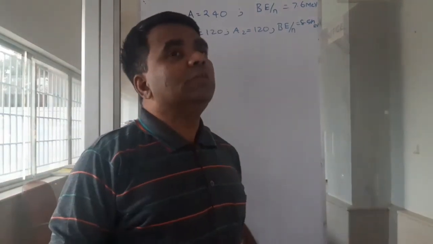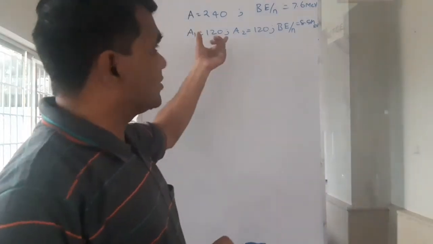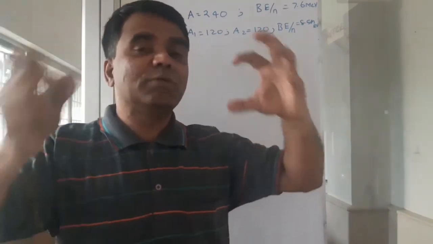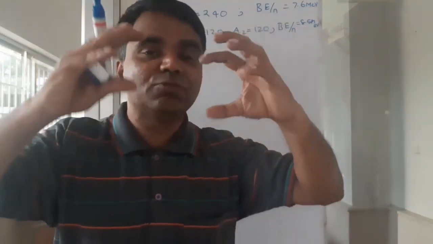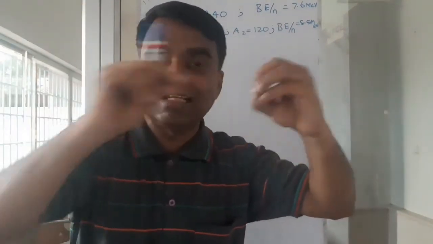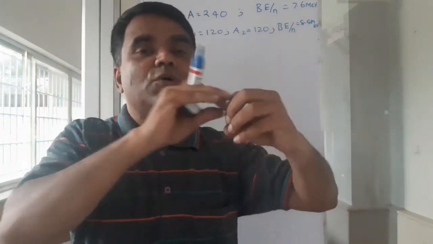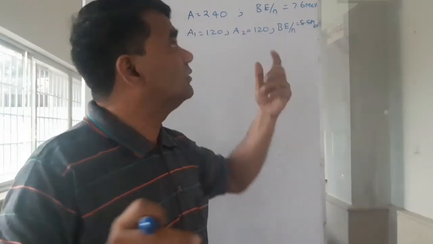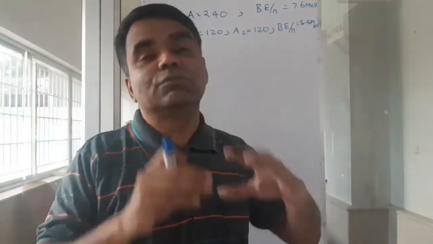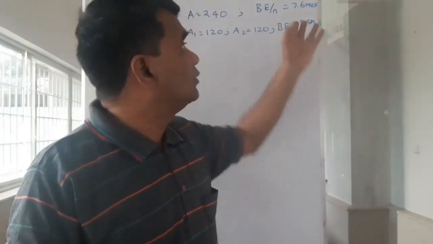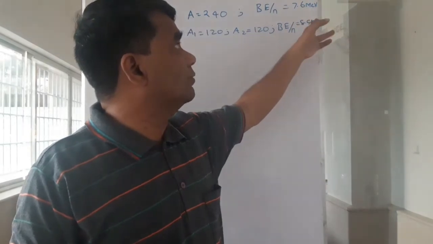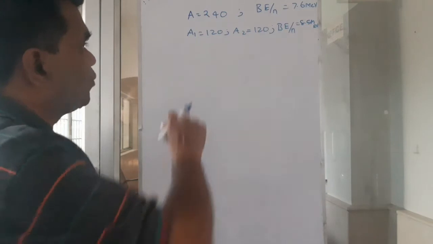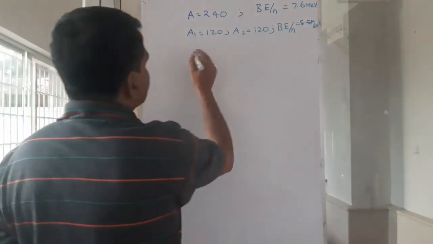So what has happened? Actually, it has become less massive. Why? Because 240 had a certain mass, and now it has become two 120s, and there will be more binding that will take place. As more binding takes place, more mass will be lost, and as more mass is lost, more energy will be released. That energy divided by the number of nucleons gives the binding energy per nucleon, which is 8.5, compared to 7.6.